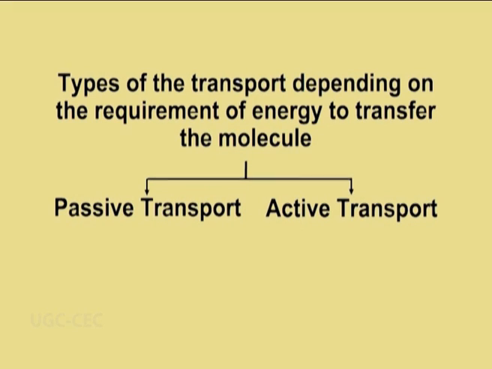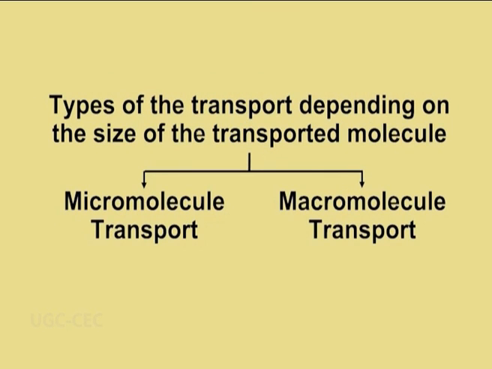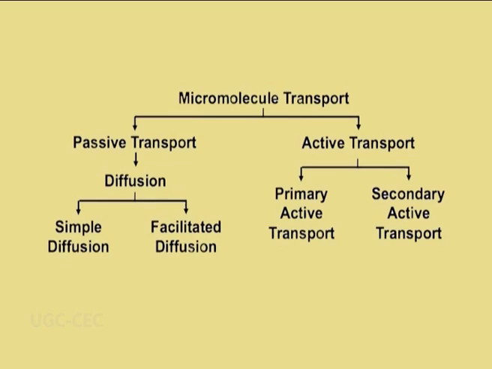Depending on the requirement of energy to transfer the molecule through the plasma membrane, there are mainly two types of transport. Number 1, passive transport and number 2, active transport. On the other hand, depending on the size of transported molecules, membrane transport can be divided into micromolecule transport and macromolecule transport. The macromolecule transport requires energy and hence it comes under active transport, whereas micromolecule transport can be either passive or active type.